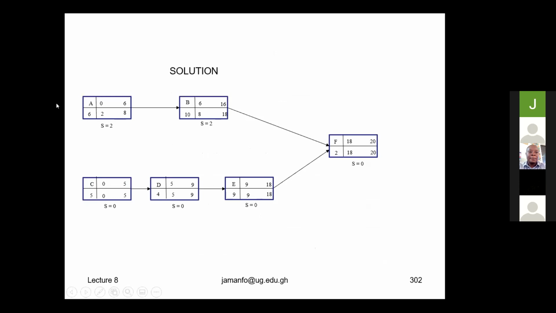This is what you are likely to get. Did anybody get something different from this? Nobody. Okay.